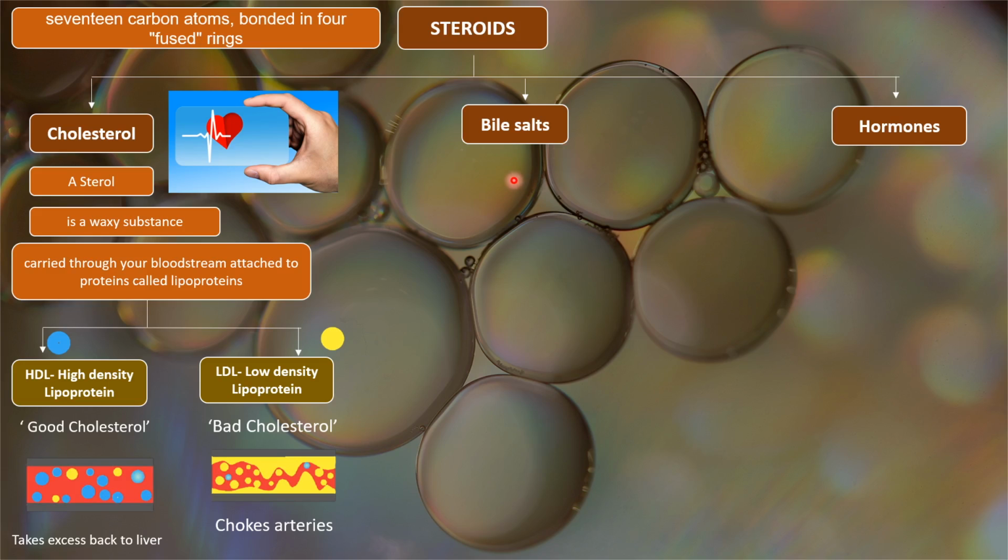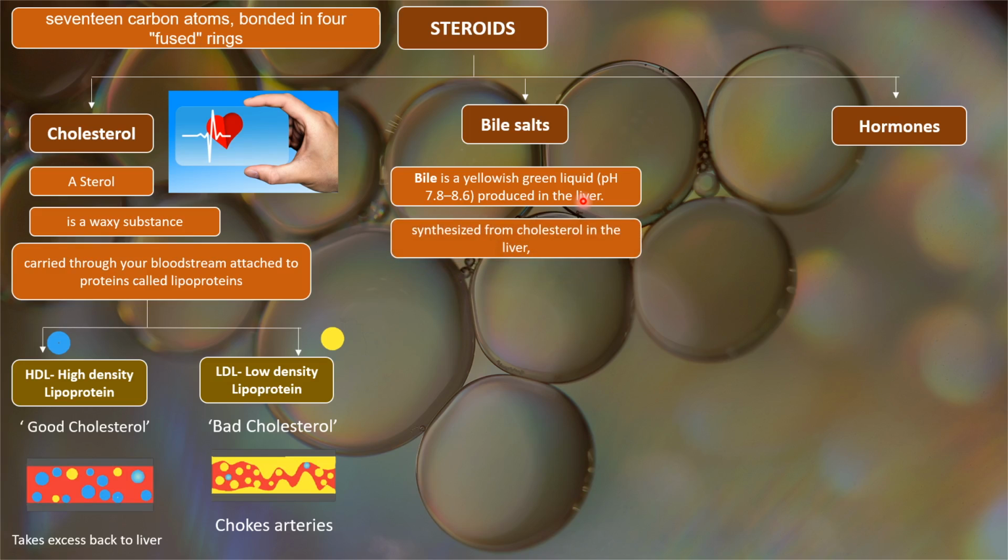Now we come towards the next steroids, which is bile salts. So we all know that in the liver there is a liquid present. This liquid is yellowish green in color. This liquid is called bile. Right, this bile liquid is present in the liver, and this liquid is synthesized from cholesterol itself in the liver.